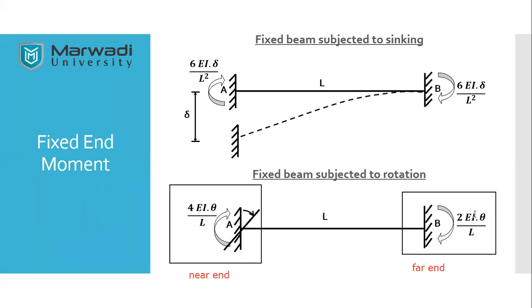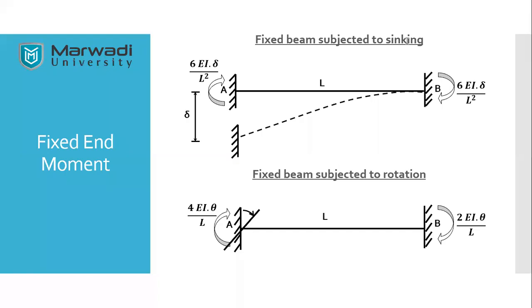Once you are clear about the near end and the far end, the magnitude of the moment will not be an issue. The near end will be 4EIθ/L, and the far end will be subjected to 2EIθ/L. I'm giving you one more minute, you can pen it down. Okay, fine. I guess all of you have completed this.